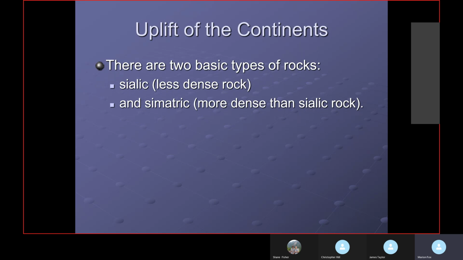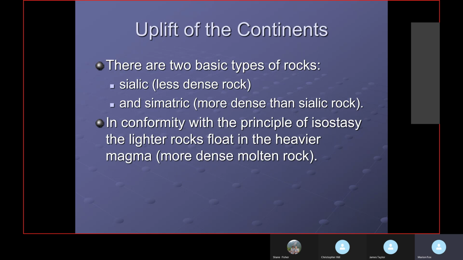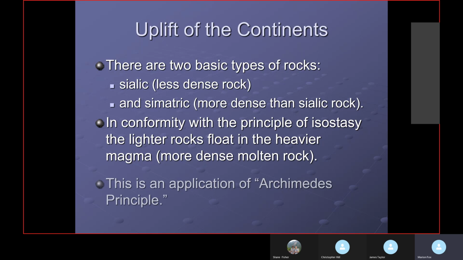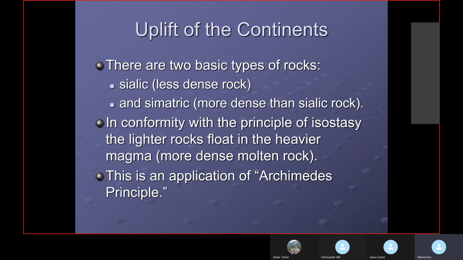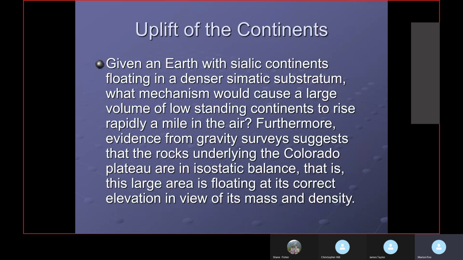There are two basic kinds of rocks: sialic, less dense rocks, and simatic, more dense than sialic rocks. In conformity to the principle of isostasy, the lighter rocks float in the heavier magma, more dense molten rock. Now, this is an application of Archimedes' principle. Given an Earth with sialic continents floating in a denser simatic substratum, what mechanism would cause a large volume of low-standing continents to rise rapidly a mile in the air?